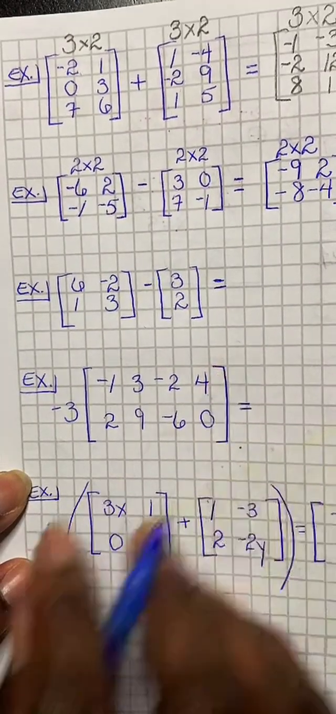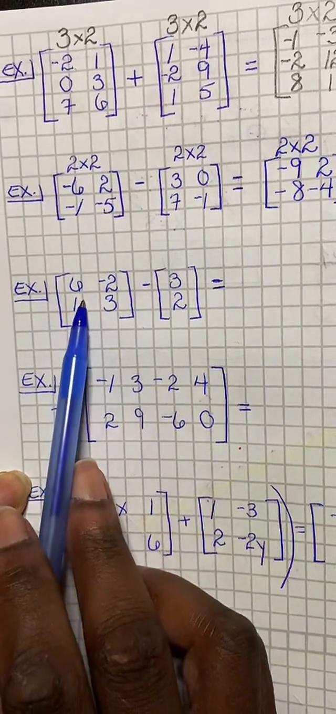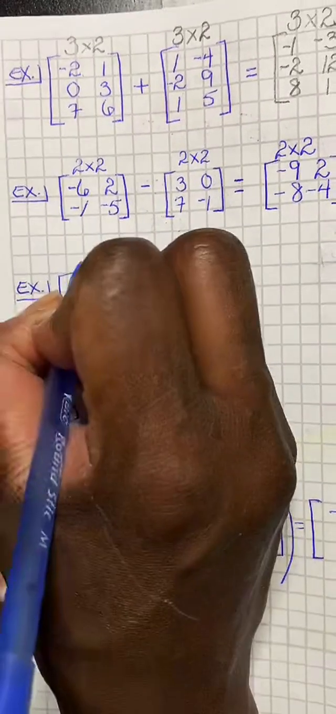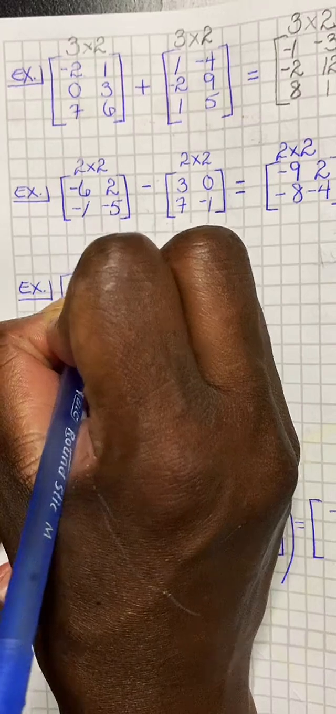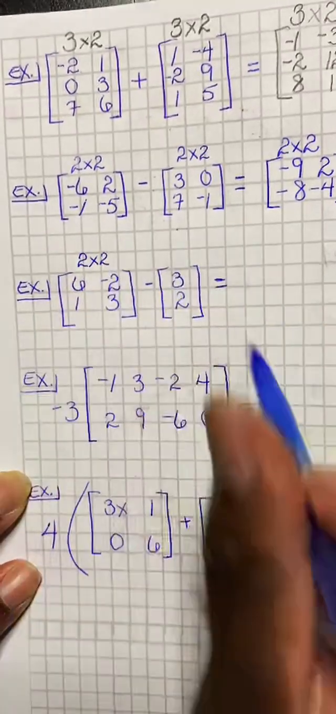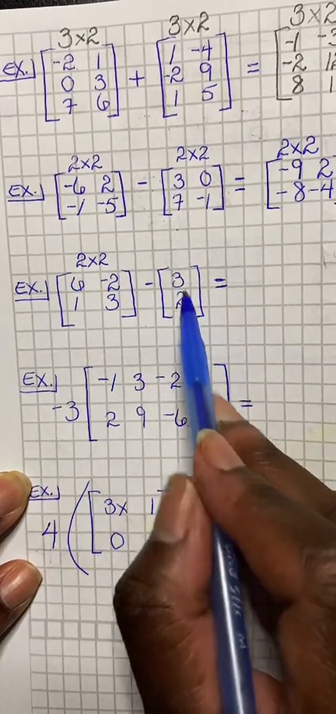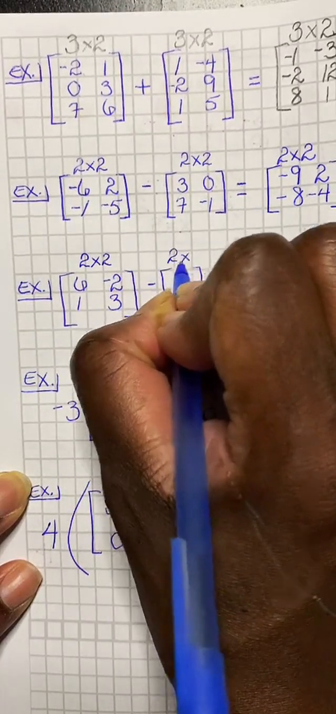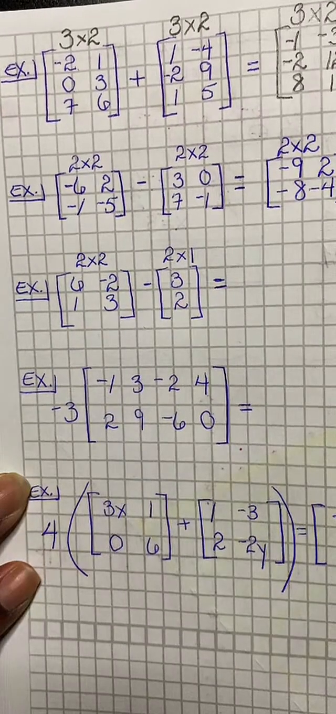Okay. So now we have 2 rows, 2 columns. So we have a 2 by 2 matrix. Here we have 2 rows, but 1 column. Can I combine those?